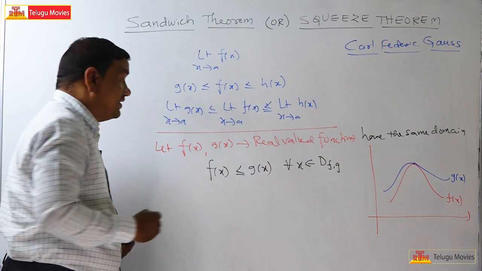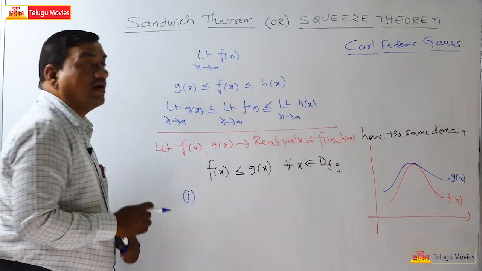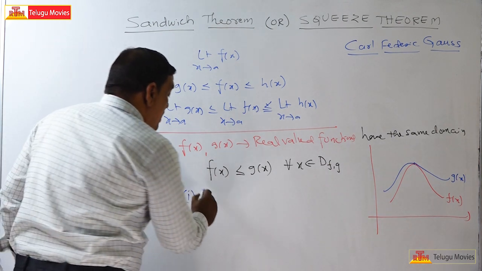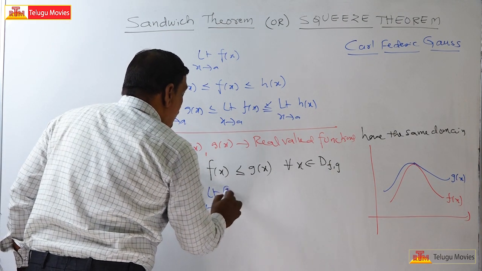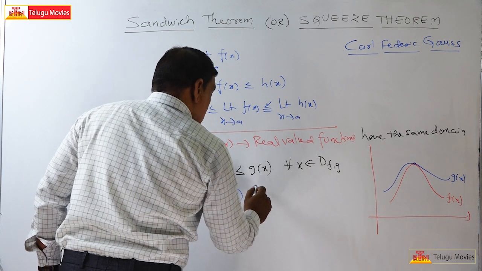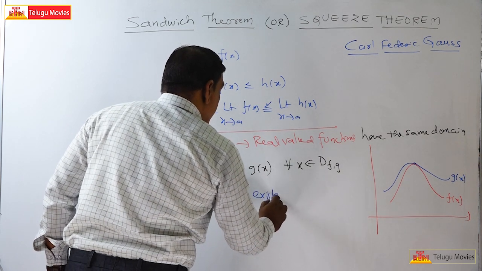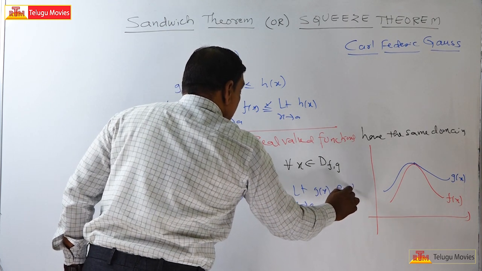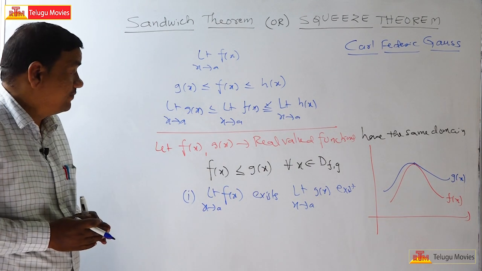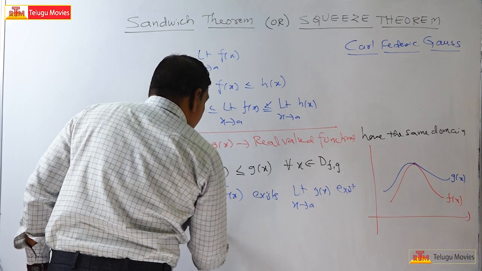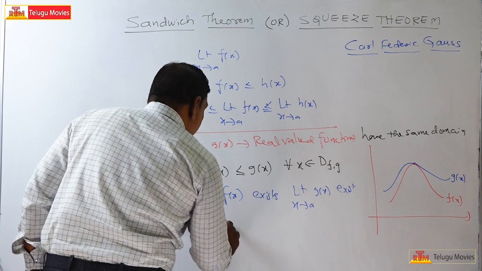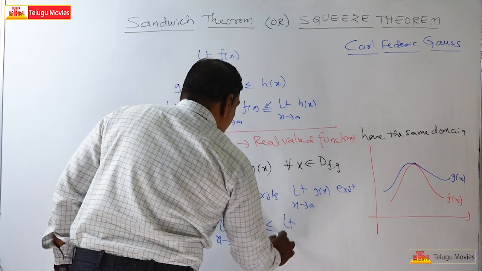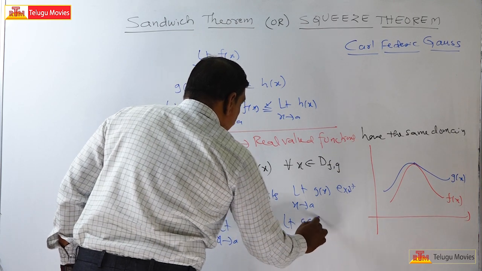Then we can conclude two things from this sandwich theorem. The first thing is, the limit as x tends to a of f of x exists, and the limit as x tends to a of g of x also exists. Both limits should exist as x tends to a. Then always the limit as x tends to a of f of x is less than or equal to the limit as x tends to a of g of x.